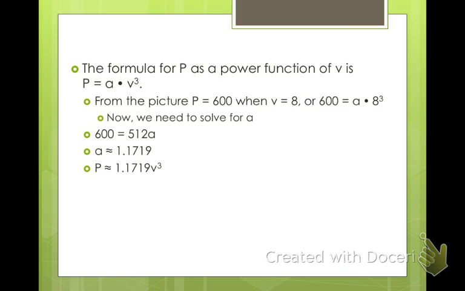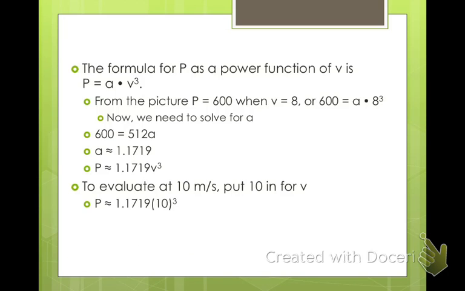Okay, when you know what that a is, you can plug the a back in. And then we wanted to find when our speed was 10, so we plug in 10 for v. And you just plug in 10 cubed is 1,000, so multiply that. And there you go. You get 1,171.9 or 1,172 kilowatts of power when it's 10 meter per second wind.